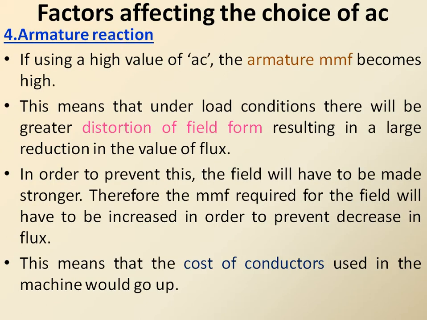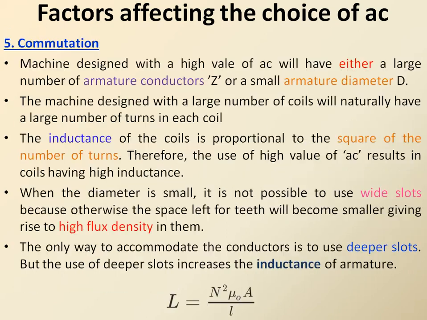Next factor is armature reaction. You have also studied this in your machines course. Armature reaction is actually defined as the effect of armature flux on main flux. If you are choosing a large value of AC, then definitely the value of armature MMF, that is the armature flux, also will be quite large. This will distort the main flux by cross-magnetization and demagnetization. In order to prevent this, the field MMF has to be increased, which will result in a large cost of the conductors. Next factor which is affecting the value of specific electric loading is commutation.